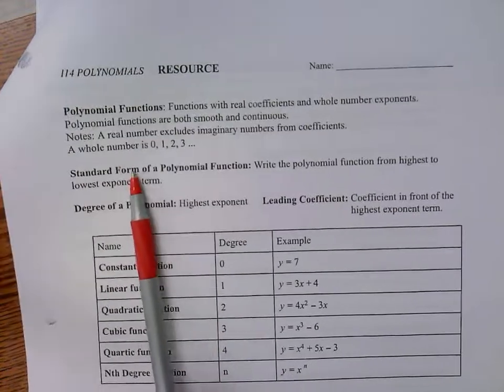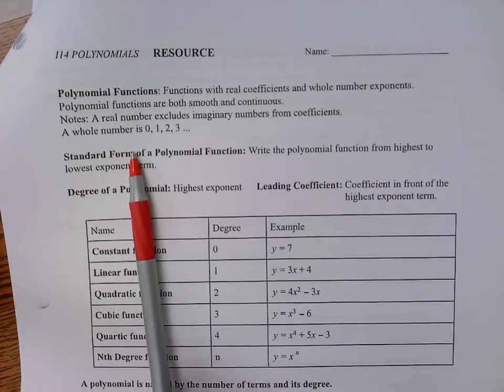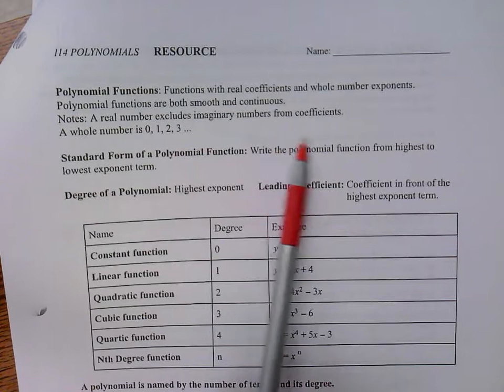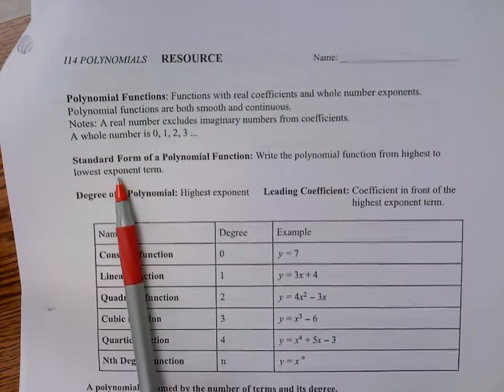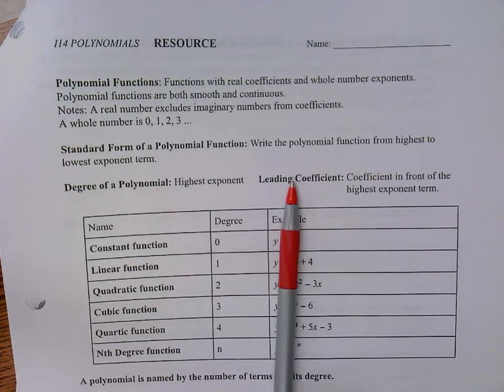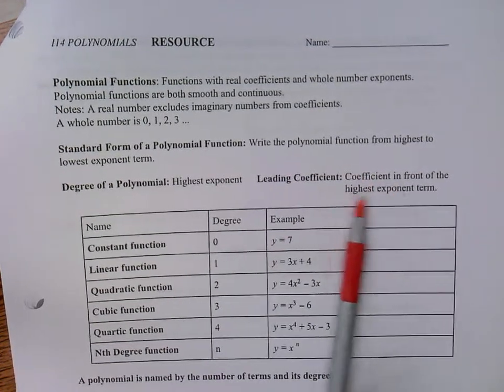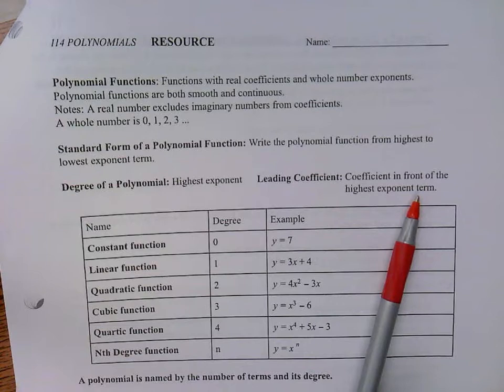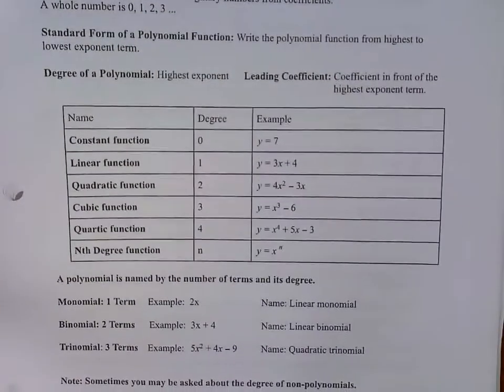Okay, so standard form is exactly what we've been doing for quadratics. You just write it from highest to lowest exponent. The degree is your highest exponent, and the leading coefficient is the coefficient in front of the highest term. Here are a bunch of names.